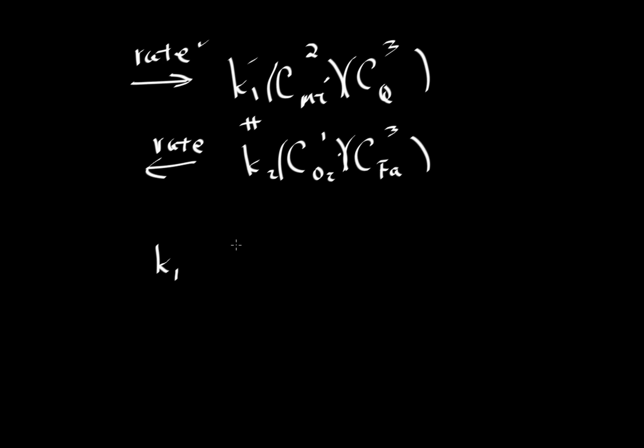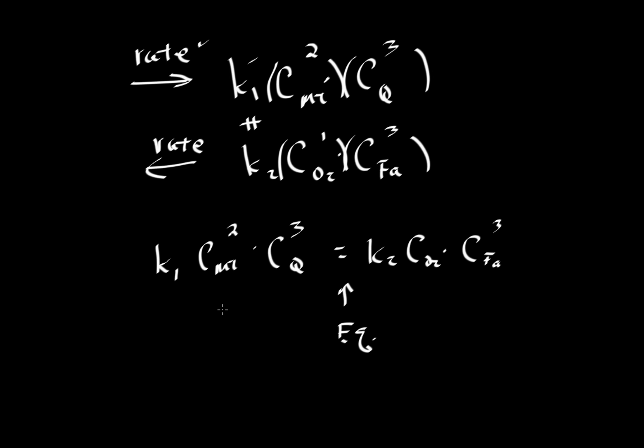So we can have K1, which is the concentration of magnetite squared, and then multiplied by the concentration of quartz cubed. That whole product would be equal to K2 multiplied by the concentration of oxygen gas, and then the concentration of fayalite, also cubed. And so this would define, when these rates are equal, the state of equilibrium. So now you can divide things out.